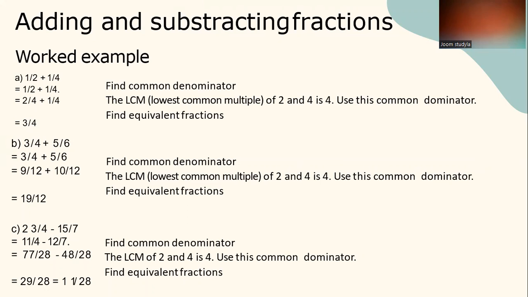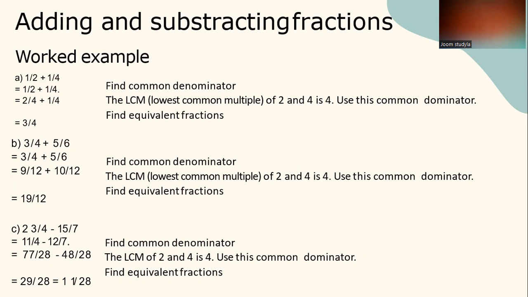So we can say that the lowest common multiple of 2 and 4 is 4. So use this common denominator and find equivalent fractions. So the answer is 2 over 4 plus 1 over 4, which is equivalent to 3 over 4.